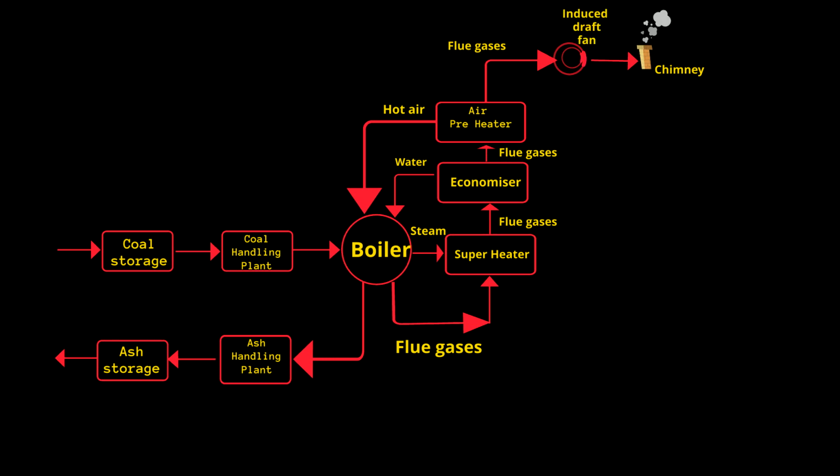Along with the induced draft fan, there is another fan named the forced draft fan, which sucks air from the atmosphere and passes it to the air preheater. This cold air will become hot by taking heat from flue gases. And then this hot air is passed to the boiler. This is the first part of the layout.